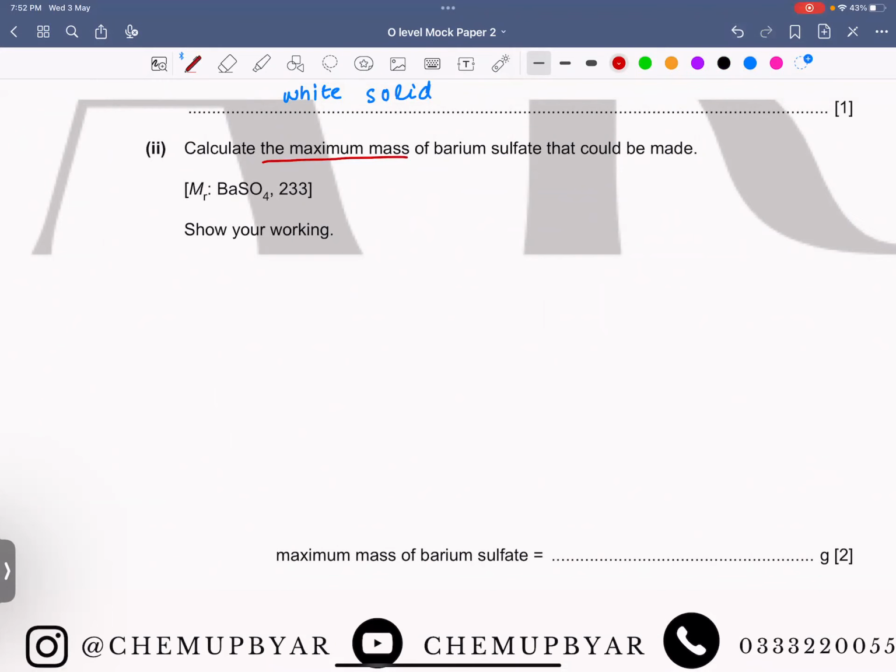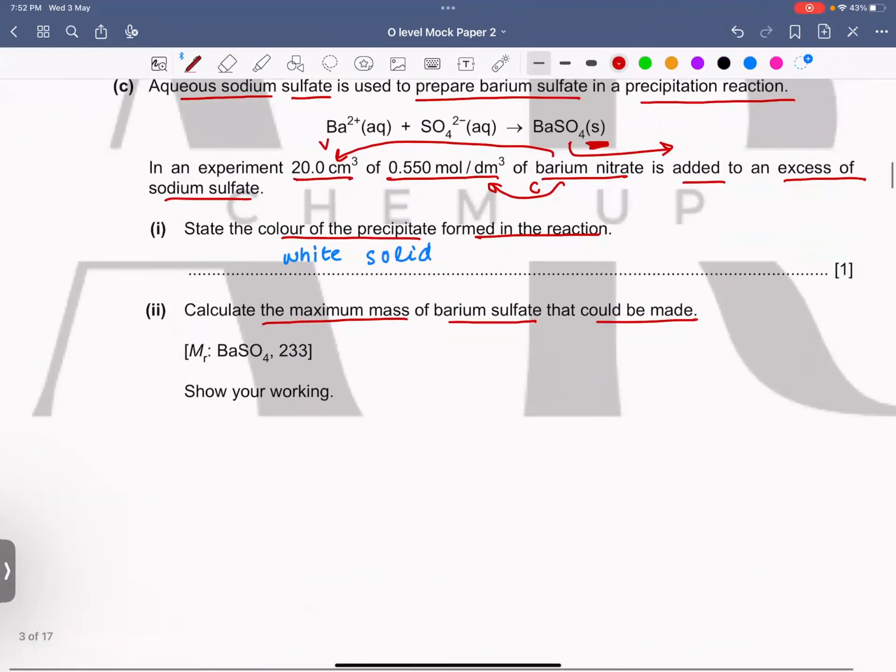Calculate the maximum mass of barium sulfate that could be made. Okay. So they have told you that we have used this volume, 20 centimeter cube of barium nitrate of a concentration of 0.550 mole per dm cube, and they have asked you to find the maximum mass. Okay, so let me write the formula of barium nitrate. Barium nitrate is Ba(NO3)2, so it has 1 barium ion in it and 2 nitrate ions.